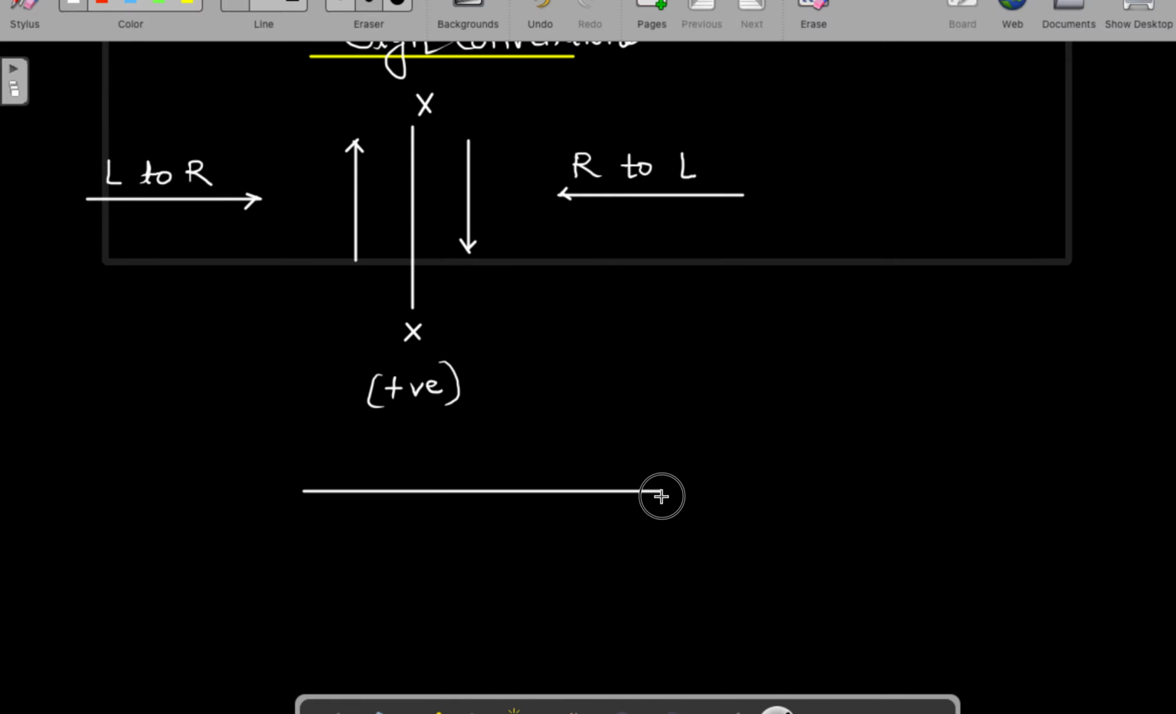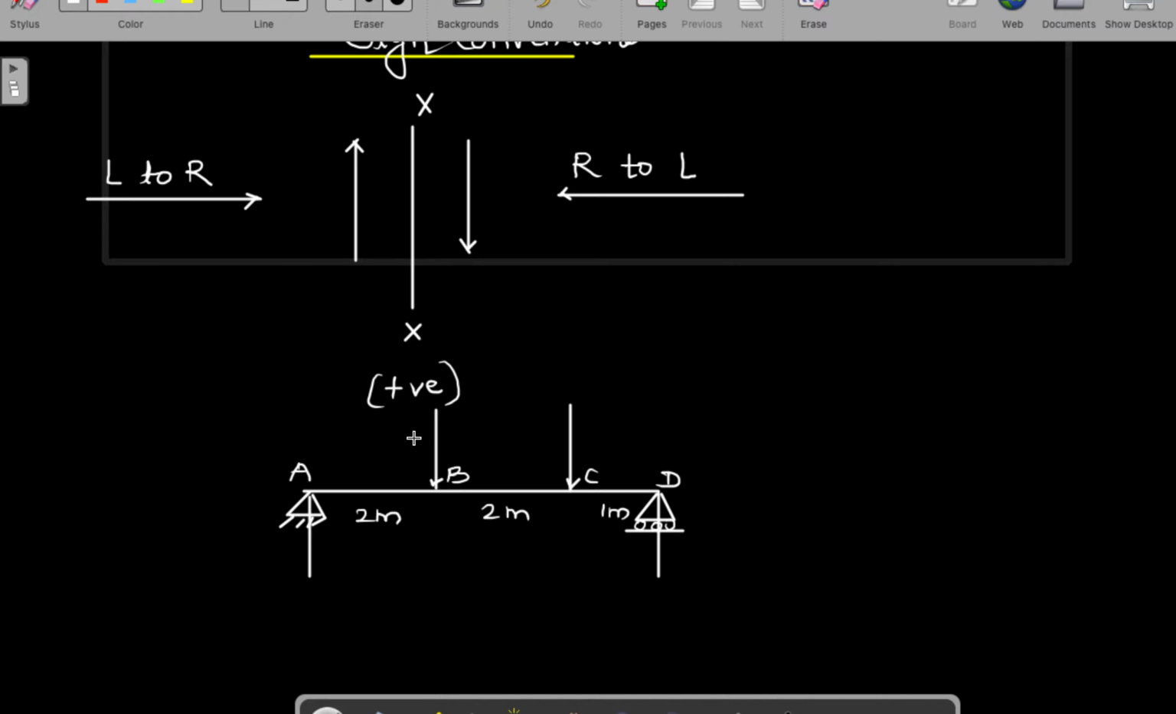Let's take a very simple question. This is our simply supported beam, with one hinge support and one roller support. Say there is some load acting over here. Say the spans are 2 meter, 2 meter, 1 meter, and the points are A, B, C and D.